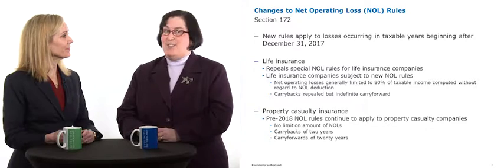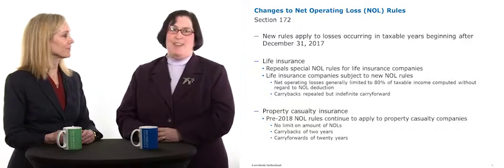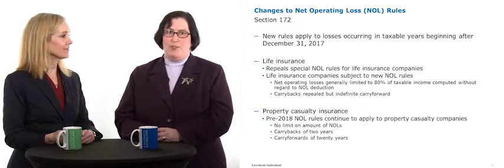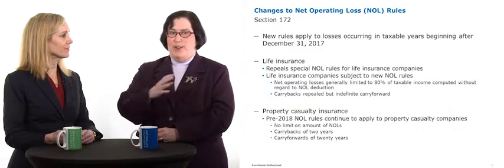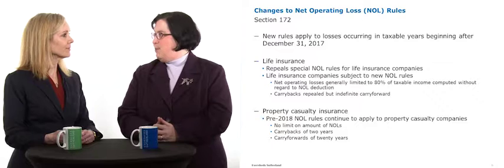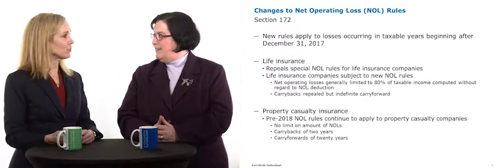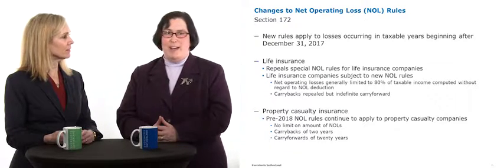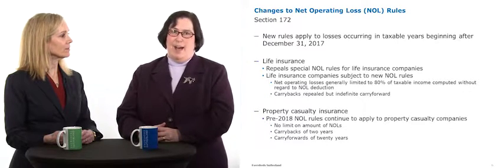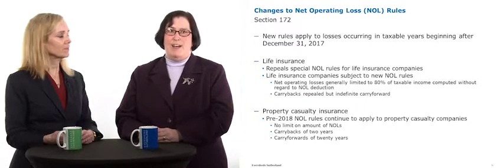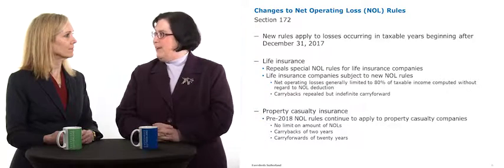Property casualty companies are not subject to the new rules. They actually get to stay on the old rules, so they get the full amount of the NOLs. They get a 2-year carryback, and they get a 20-year carry forward. And I understand they no longer have to worry about the AMT. Yeah, so under AMT, they used to have their NOLs cut back. Now that they don't have AMT because it's been repealed, they'll get the full amount of their NOLs.